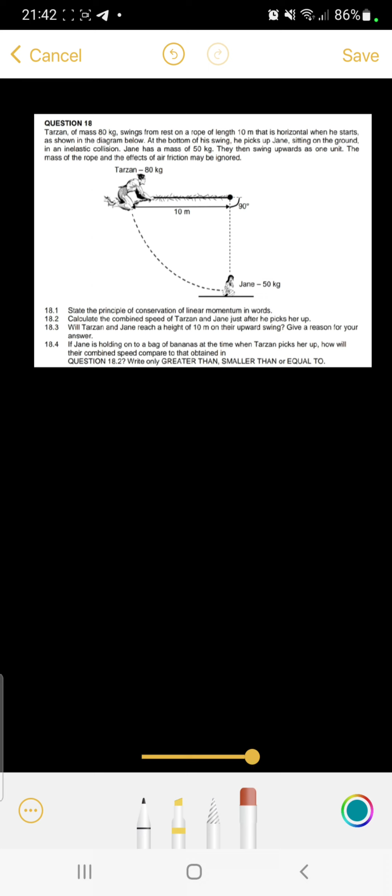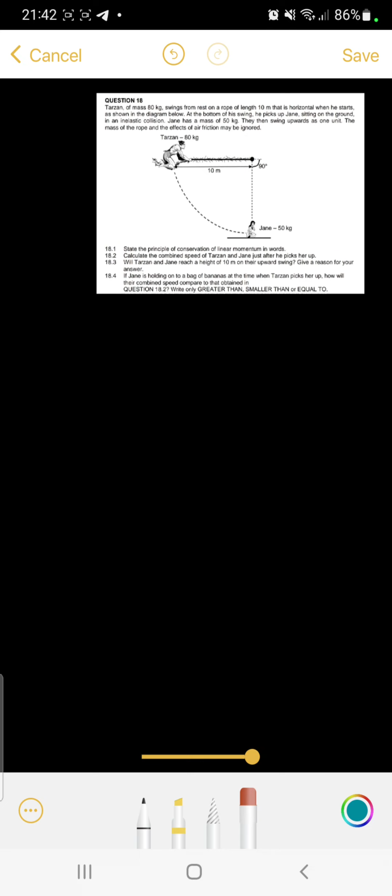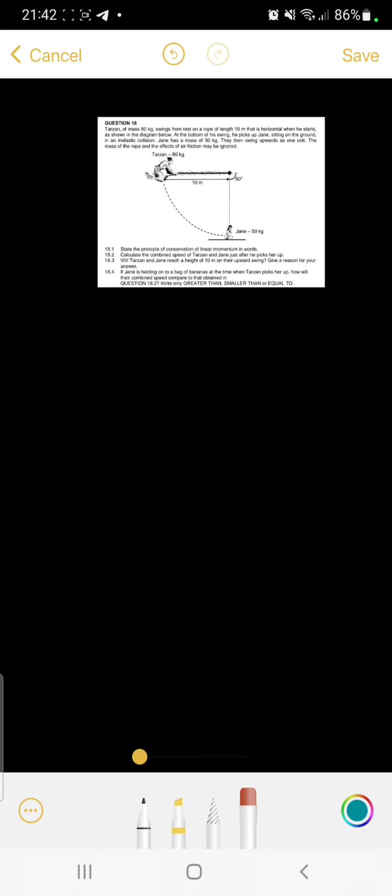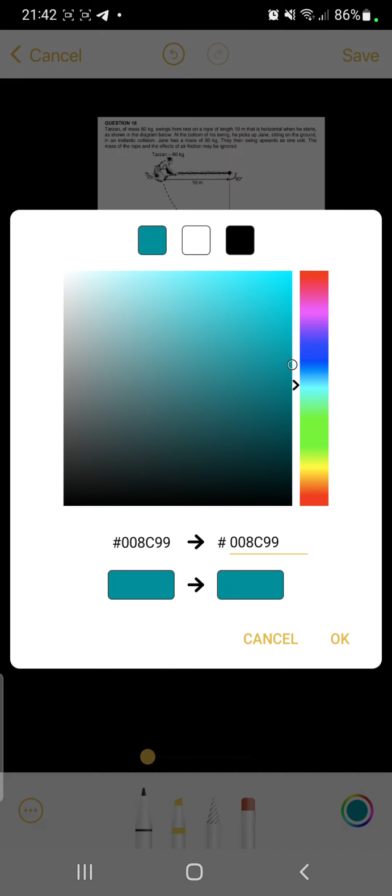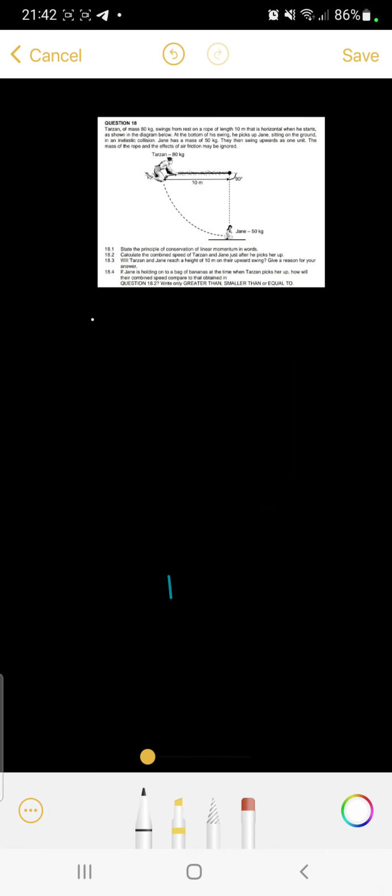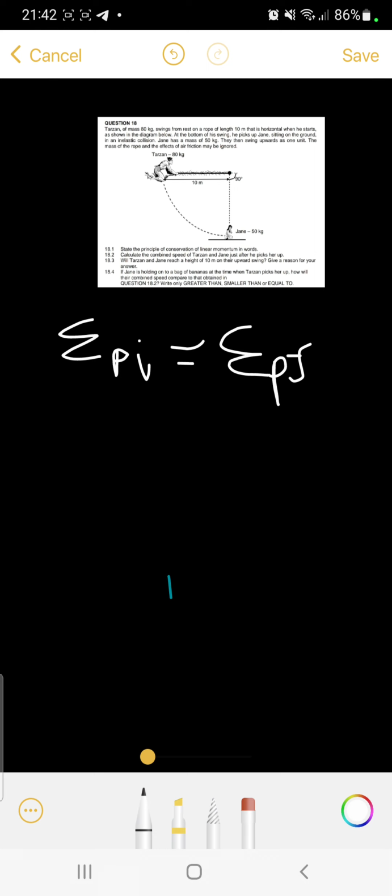And then it says 18.2, calculate the combined speed of Tarzan and Jane just after he picks her up. So the formula that we'll be looking at in this case is just the conservation of momentum. So let's write that down and see where we can get. So I'll use a pen, and just use a white color so it can be clear. We know that the sum of momentum initially is equal to the sum of momentum finally.